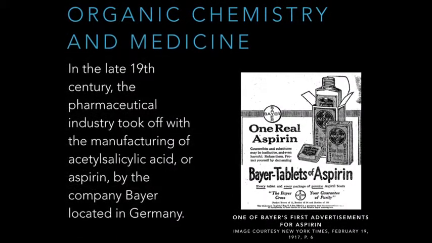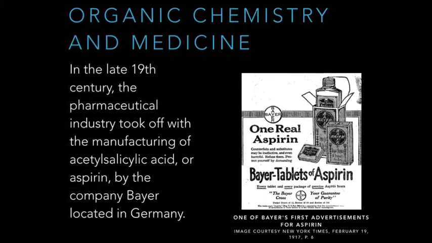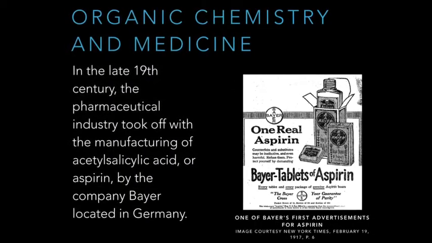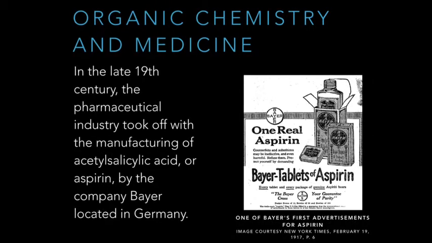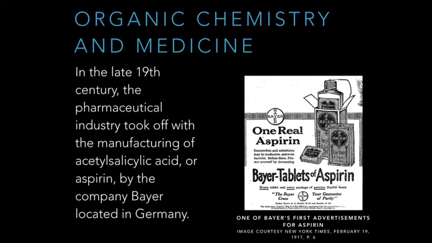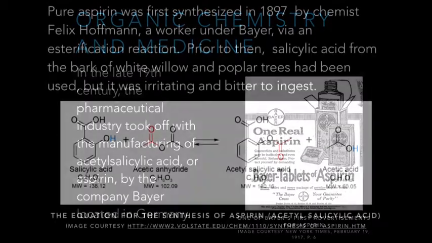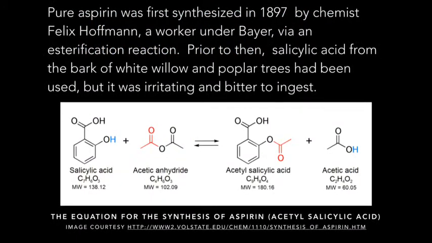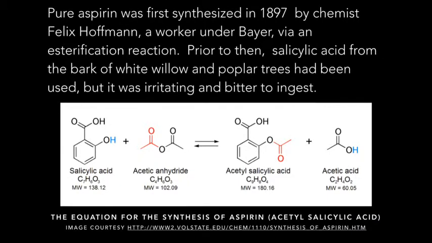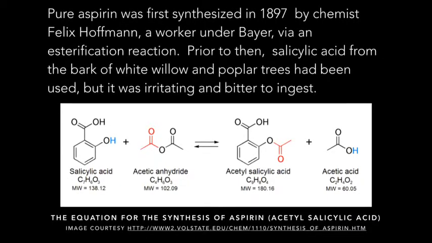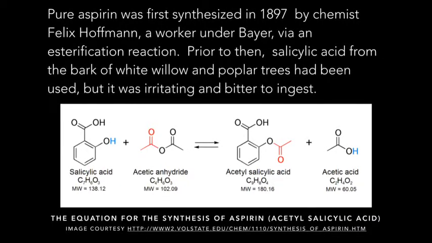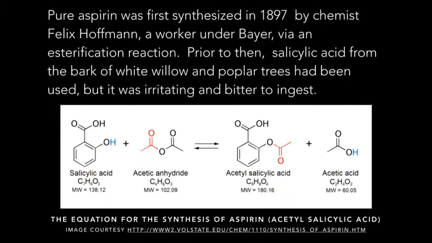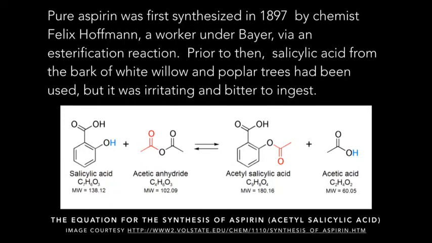Organic chemistry and medicine. In the late 19th century, the pharmaceutical industry took off with the manufacturing of acetylsalicylic acid, or aspirin, by the company Bayer, located in Germany. Pure aspirin was first synthesized in 1897 by chemist Felix Hoffmann, a worker under Bayer, via an esterification reaction. Prior to then, salicylic acid from the bark of white willow and poplar trees had been used, but it was irritating and bitter to ingest.